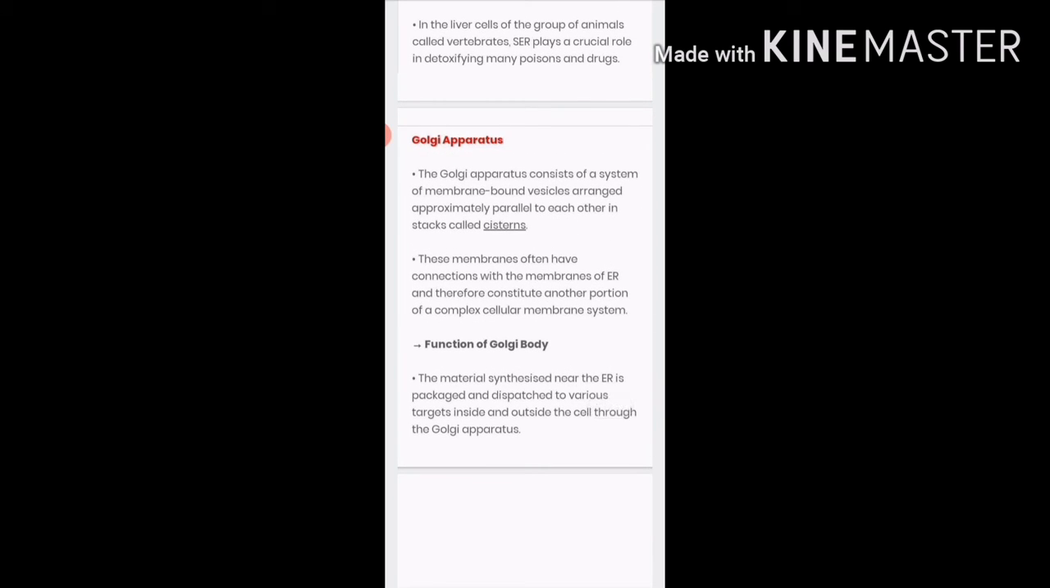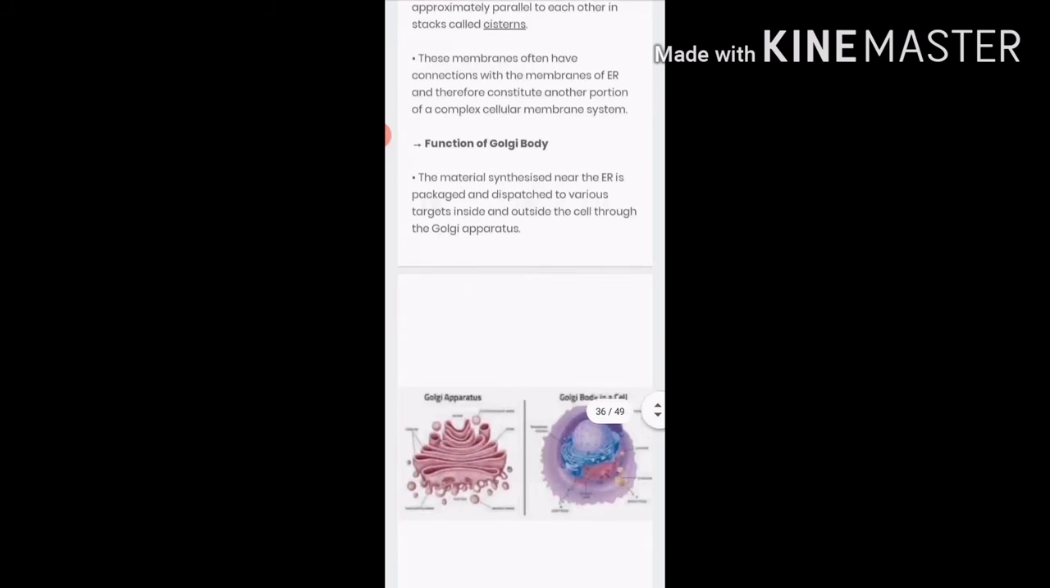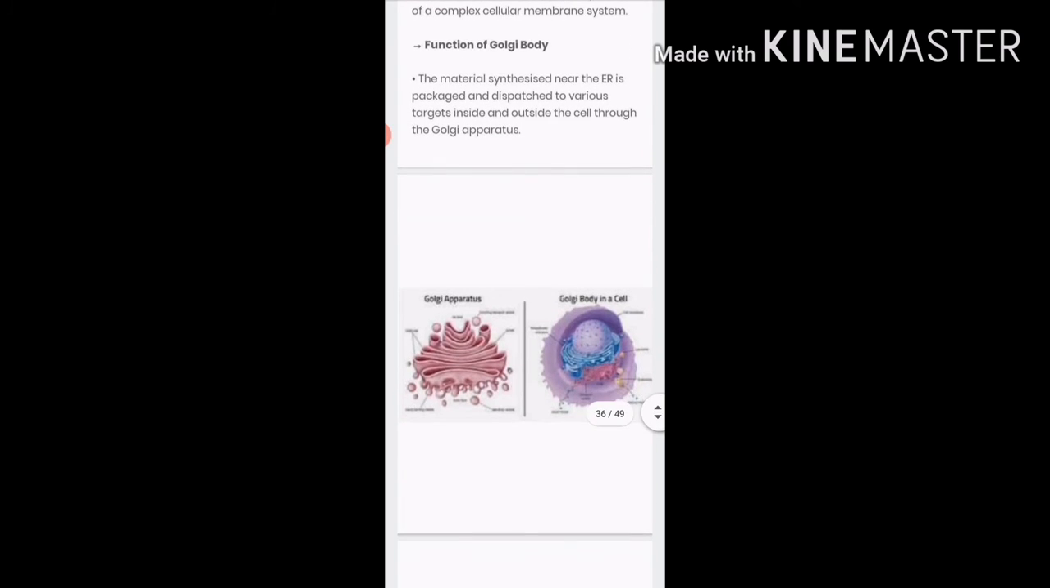Let us go to the next slide, that is Golgi apparatus. Golgi apparatus consists of a system of membrane-bound vesicles which are arranged approximately parallel to each other in a stack called cisterns. So you can see over here in the slide, these are the pink color tubular structure which are known as cisterns, which are placed one above another, and on the surrounding the cisterns we can see the small ball-like structures which are known as vesicle.